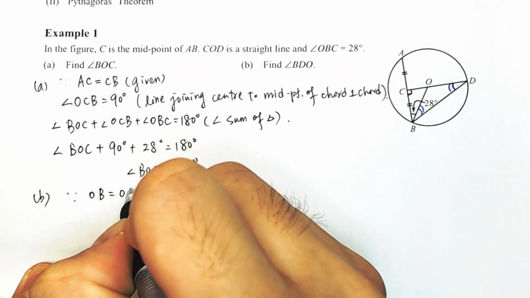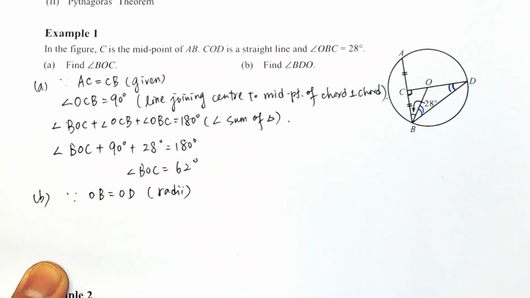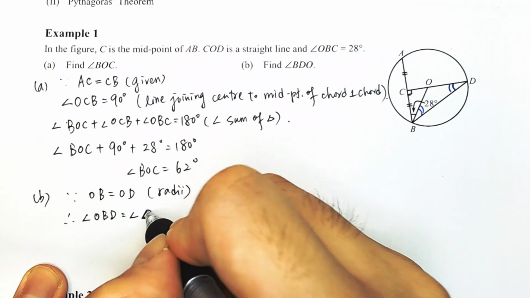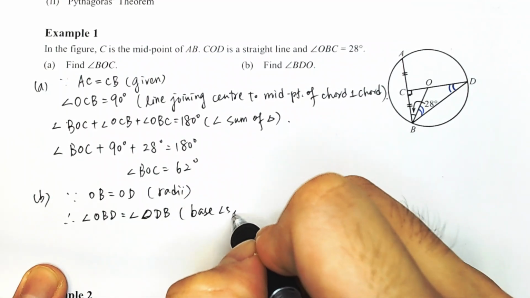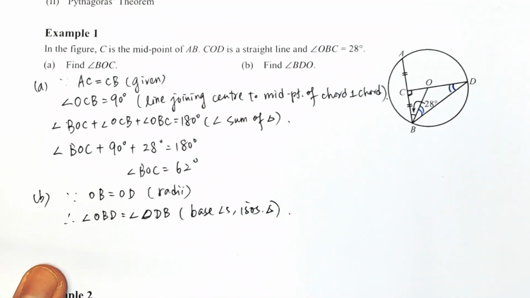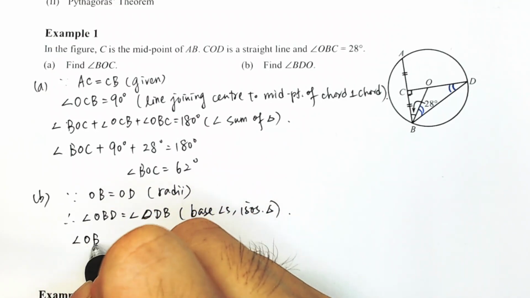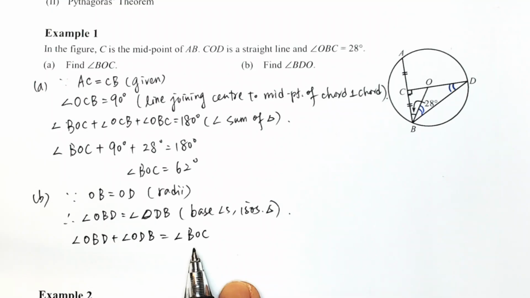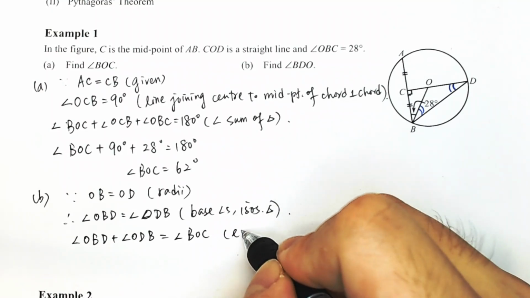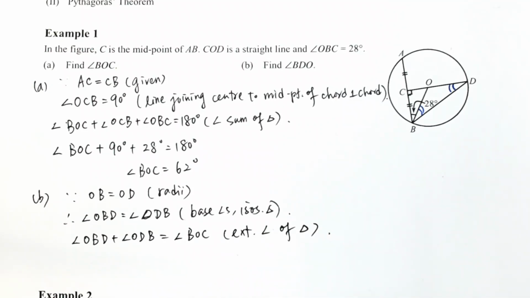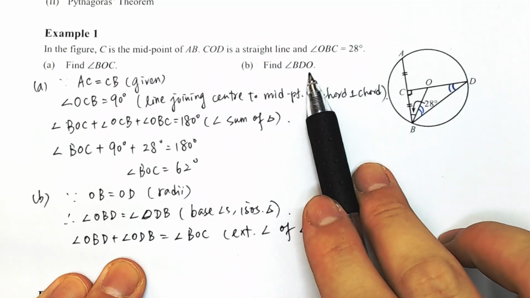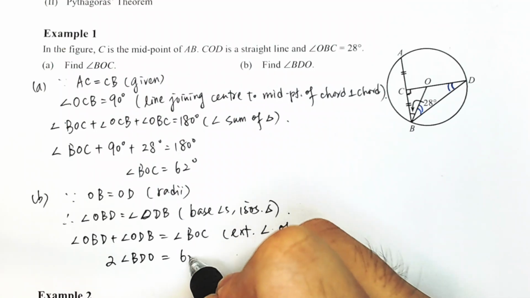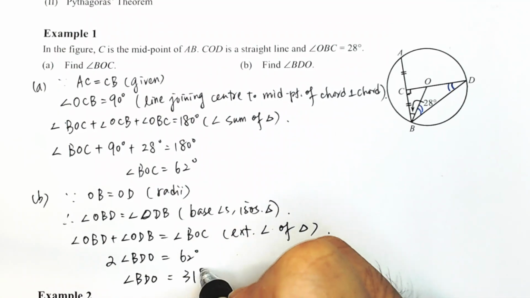Since OB is equal to OD, which is the radii of circle, thus angle OBD is equal to angle ODB, the base angles of isosceles triangle. Now you write angle OBD plus angle ODB equals angle BOC. Remember to write the original form. Do not just write 62 here. It is the exterior angle of triangle. And here you can write what is wanted. Here you need angle BDO. So you write 2 of the angle BDO equals 62 degrees. And thus you know angle BDO is 31 degrees.